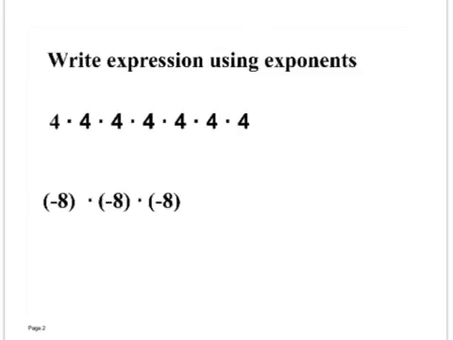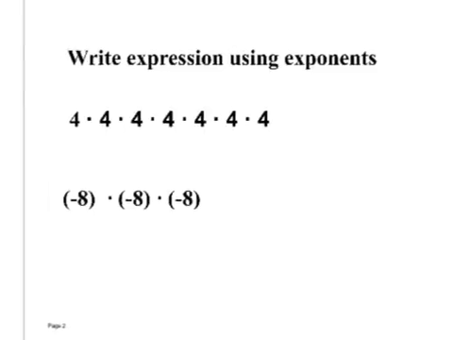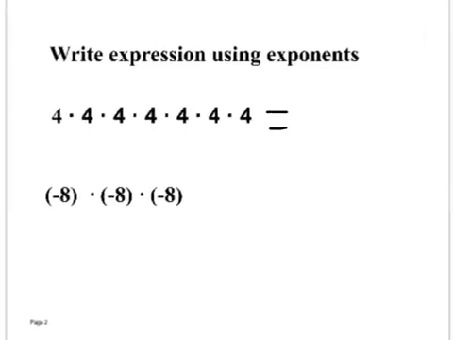Alright, the question says write the expression using exponents. That's what your homework's going to say today. So we write 4 times 4 times 4 times 4 times 4 times 4 times 4 using exponents. So 4 to the 7th power, because if you look, 4 is being multiplied by itself 7 times. 1, 2, 3, 4, 5, 6, 7. So 4 raised to the 7th power.